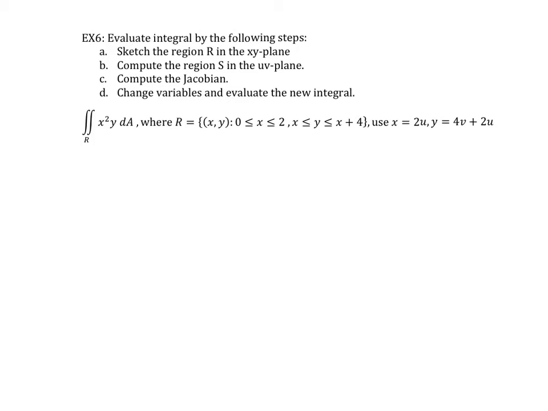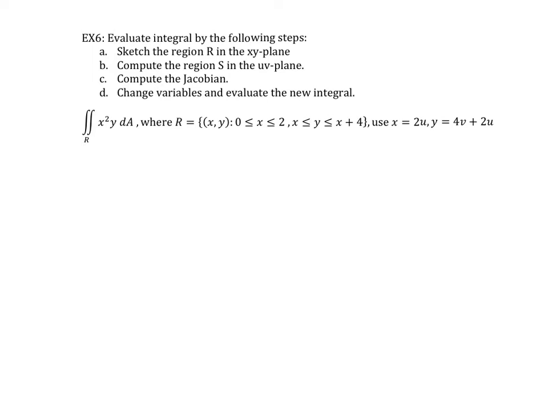Example 6, we're going to go through all these steps. We're going to evaluate our integral by first sketching the region R in the xy plane. We're going to compute the region S in the UV plane. We're going to compute the Jacobian, and then we're going to go from xy to UV by changing variables and evaluating the new integral.